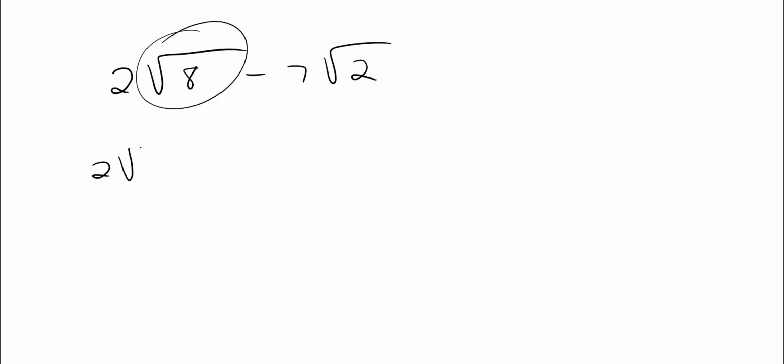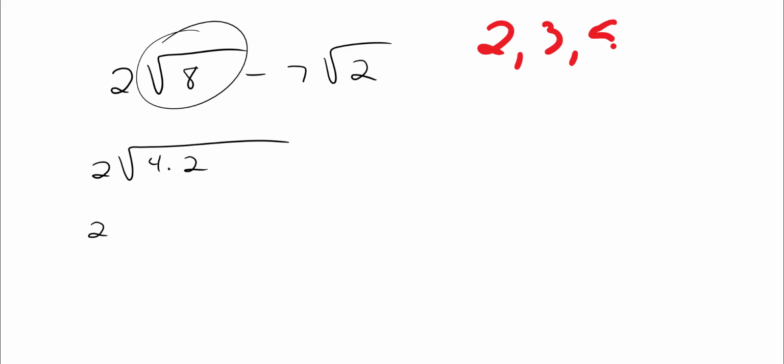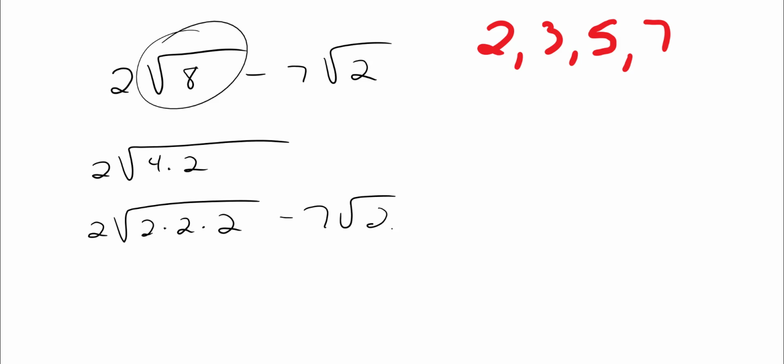So let's just review it. You start by dividing 8. You get your calculator: 8 divided by 2 is 4. Then you divide that 4 by 2. Remember, this is what I told you to write on the top of your paper: 2, 3, 5, and 7. Those are the numbers you're going to divide by. So I have 2, and then that 4 becomes 2 and 2. So that's broken up, minus 7 root 2.